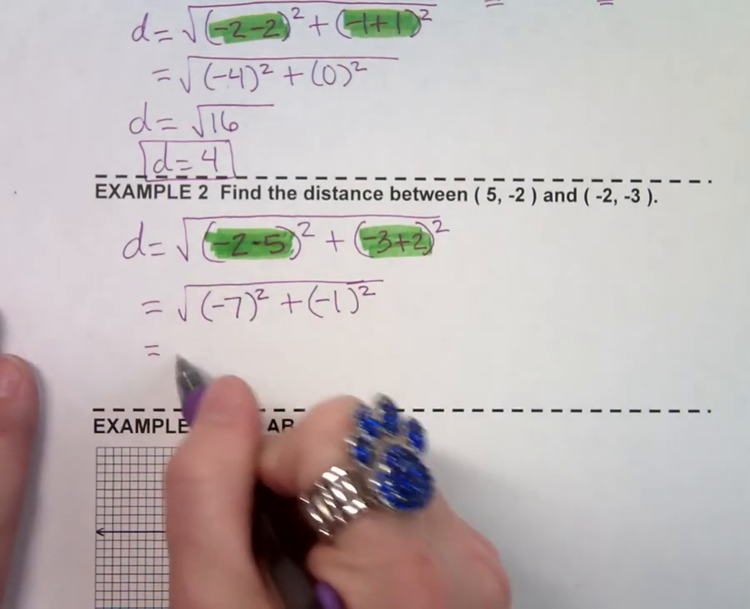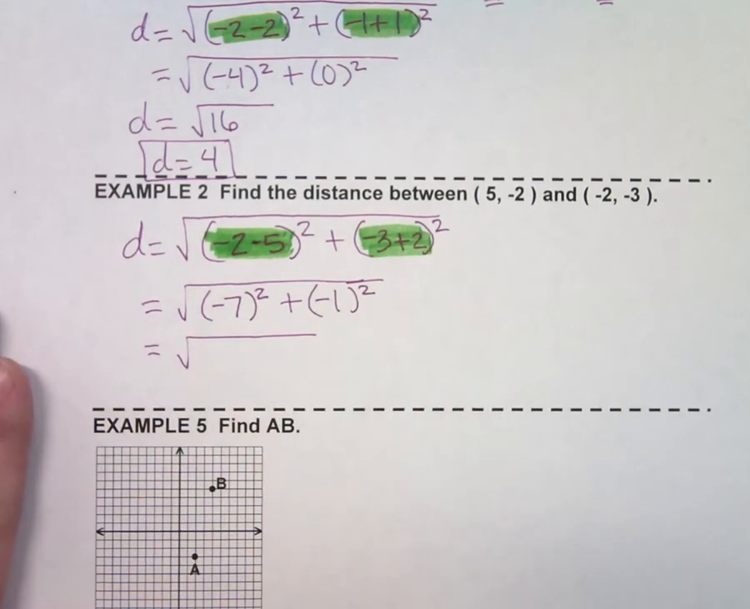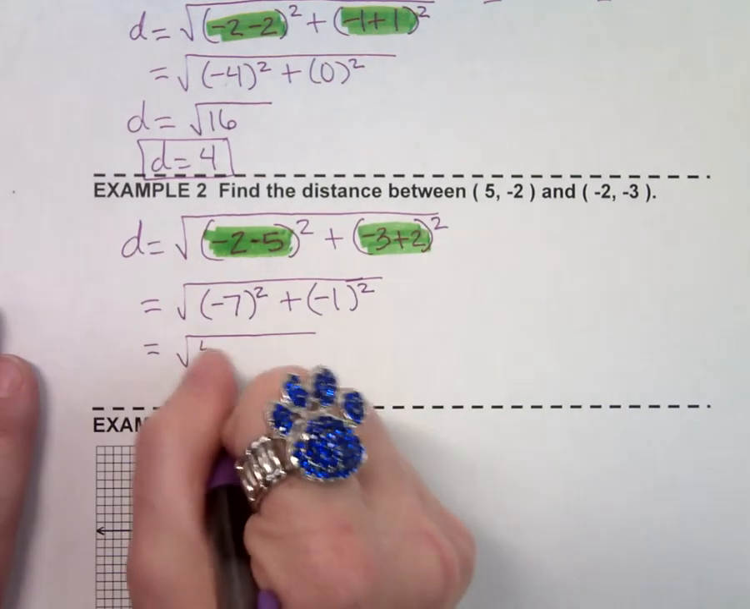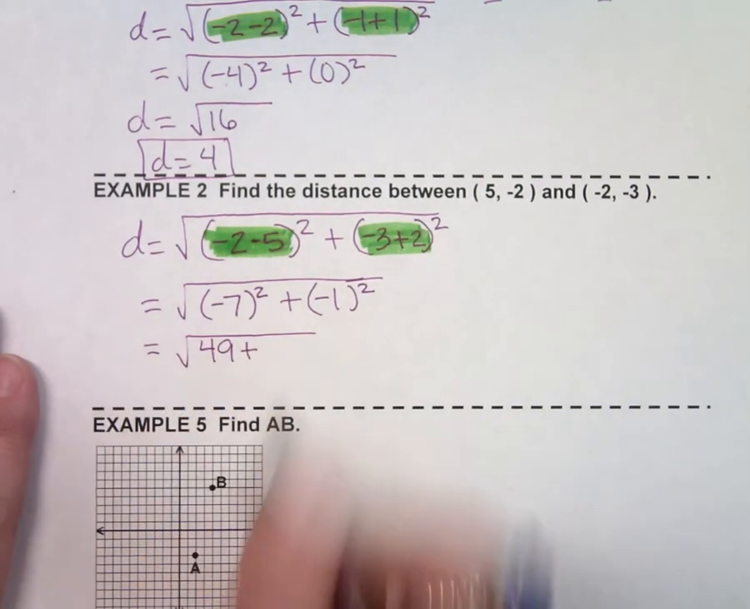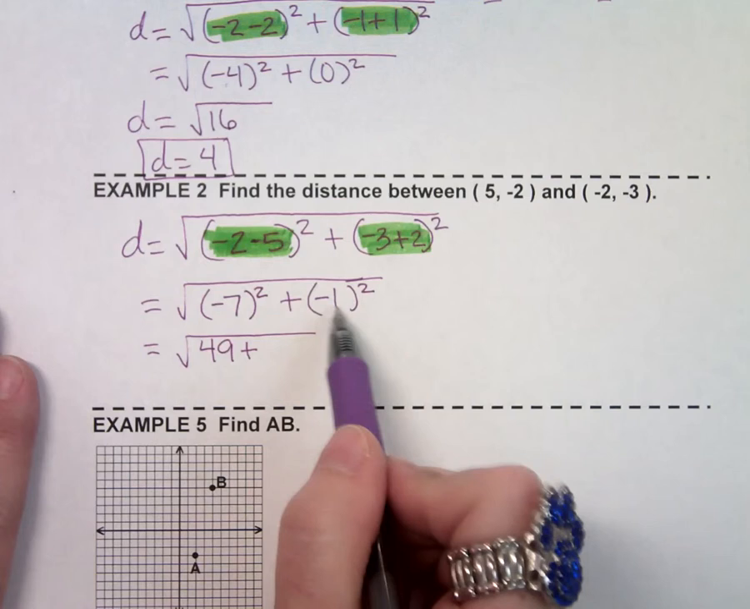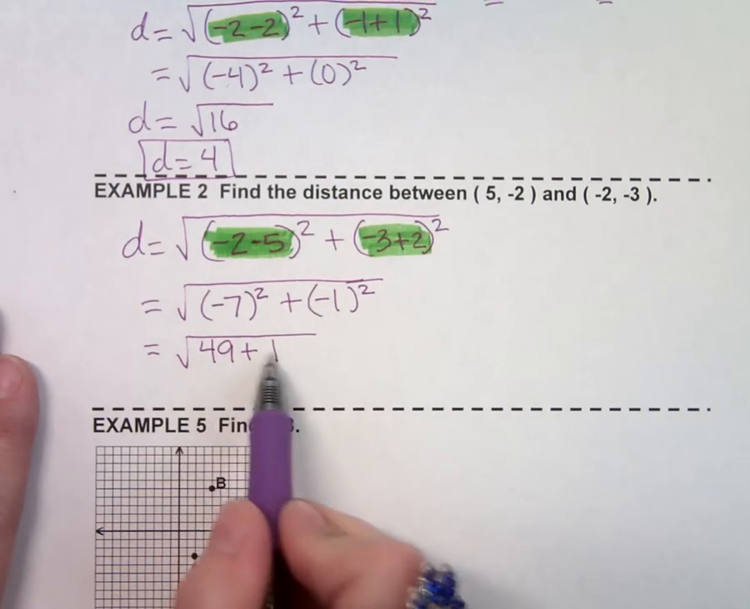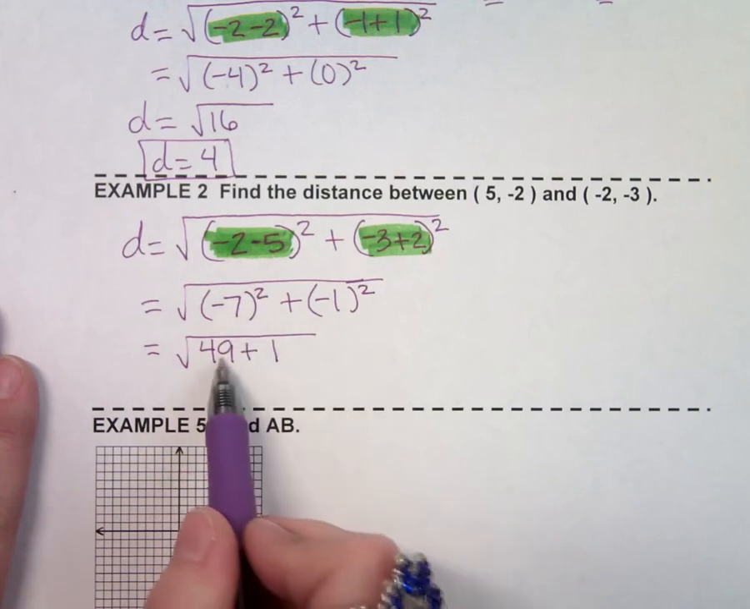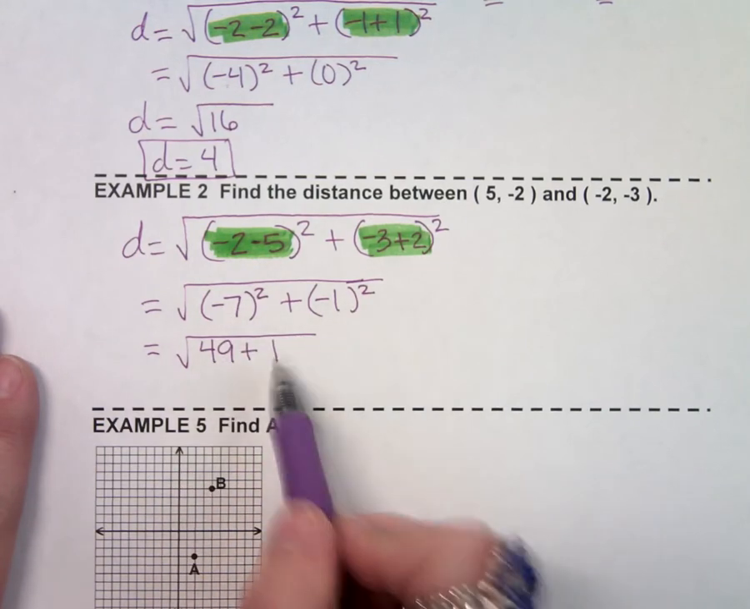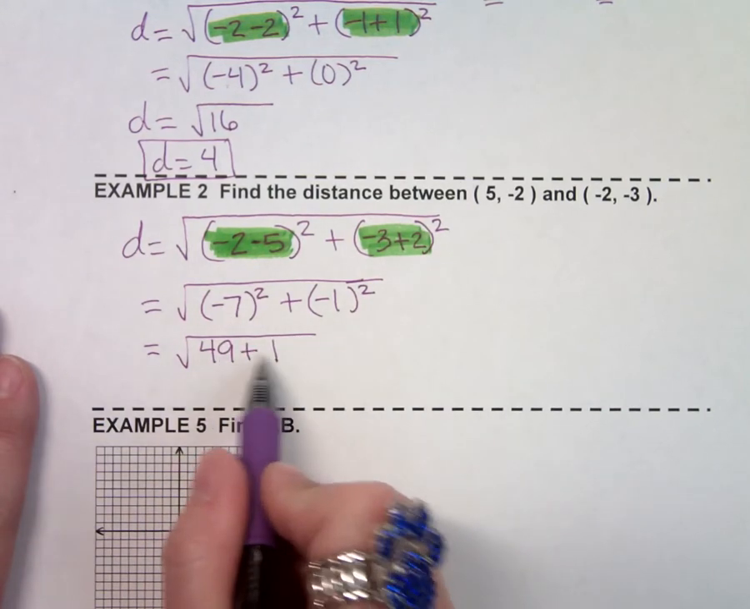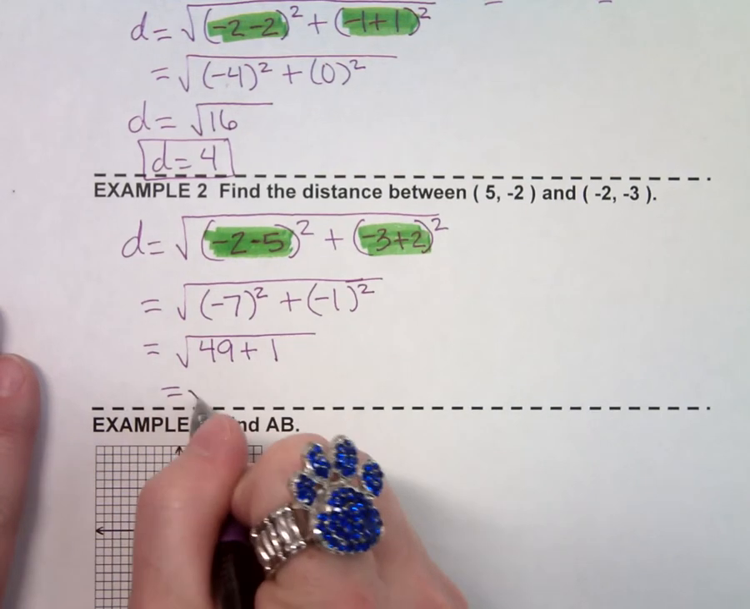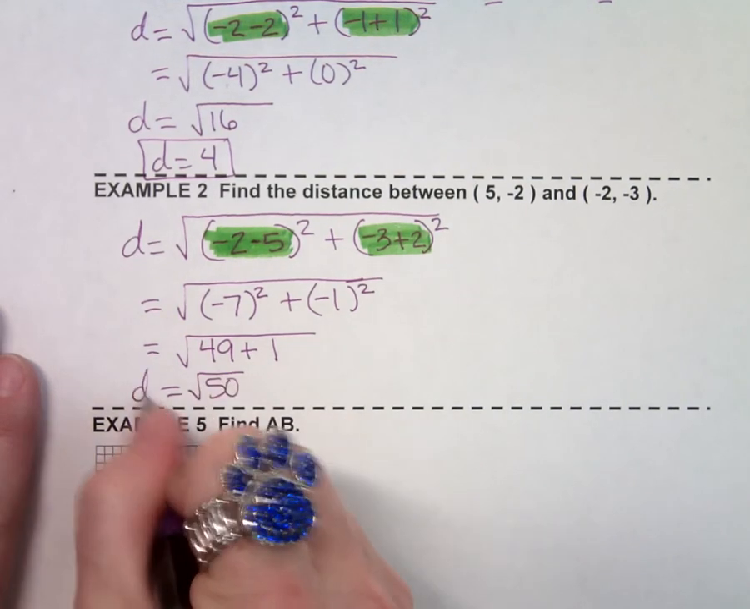And then what do you get if you take -7 and square it? 49. And then I'm going to put my plus 1. -1 squared, -1 times -1 is 1. These two numbers should always be positive, because no matter what you square, you'll always get a positive. And then how much is 49 plus 1? Okay, so I get the square root of 50. Does that come out nice and pretty?